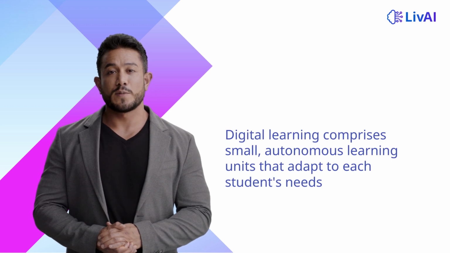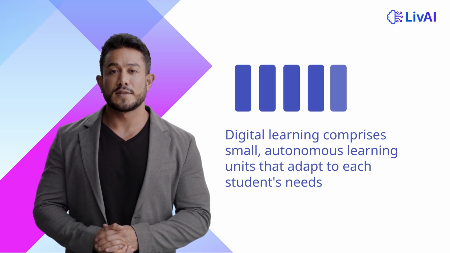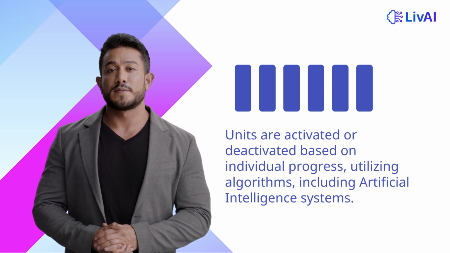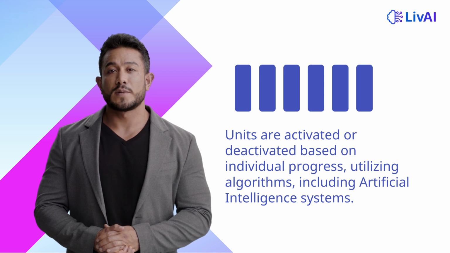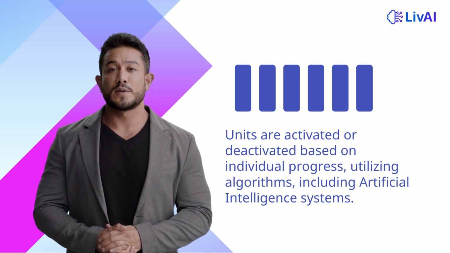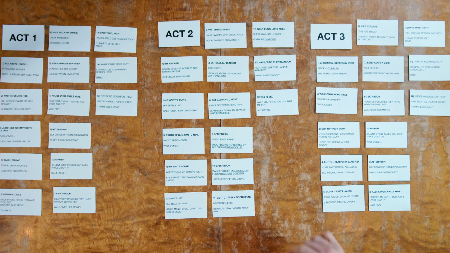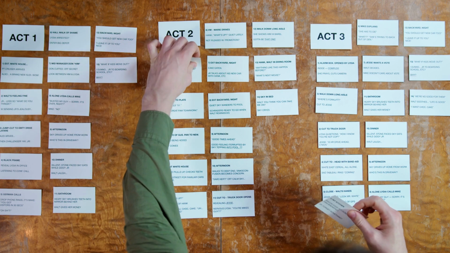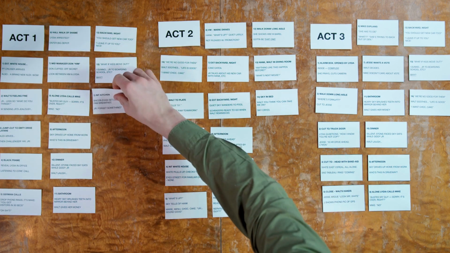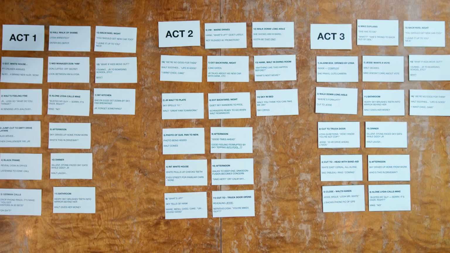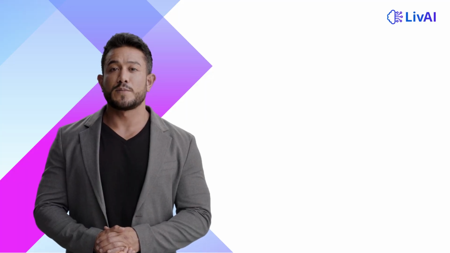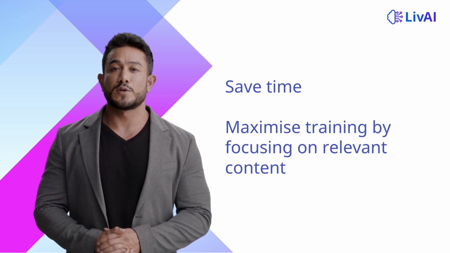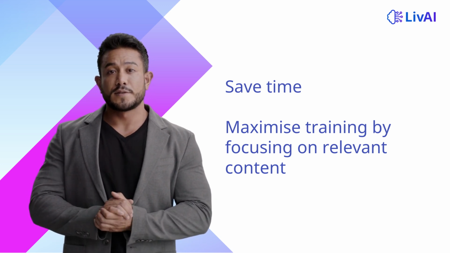Structurally, digital learning comprises small, autonomous learning units that adapt to each student's needs. These units are activated or deactivated based on individual progress, utilizing algorithms, including artificial intelligence systems. This strategy ensures that learners follow a specific logical sequence, with the system automatically selecting the best path and presenting only relevant content. The advantage for the user is twofold. They save time by not studying what they already know, and they maximize training time by focusing on relevant content.